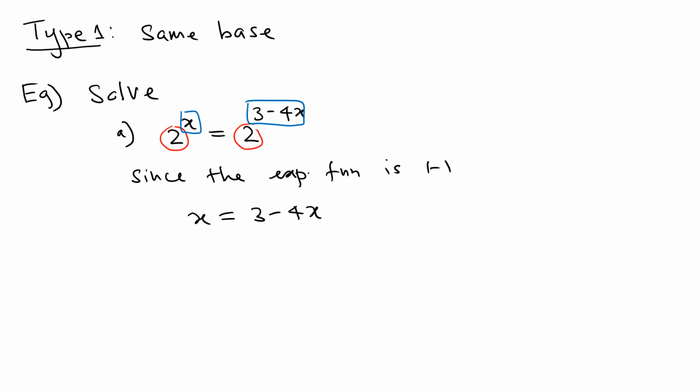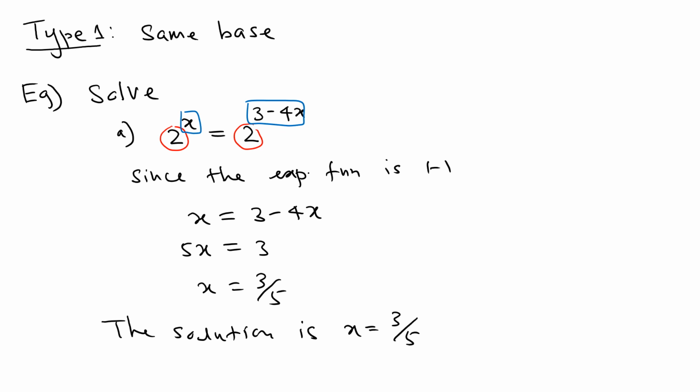Now we're going to solve this for x. This is very easy. You can add 4x to both sides, and after doing that you get 5x = 3. Then we divide both sides by 5, so x = 3/5. That is the solution. The solution is x = 3/5. Good.